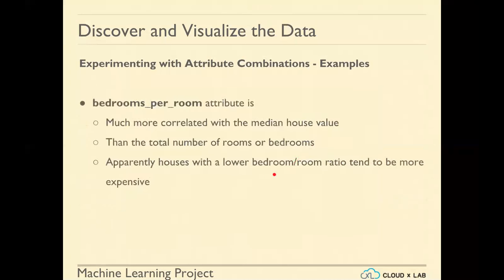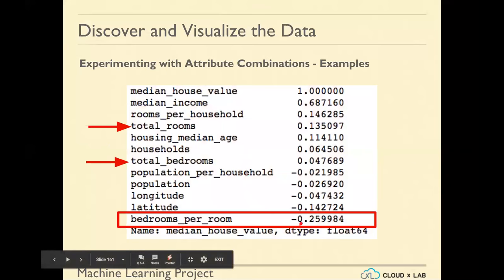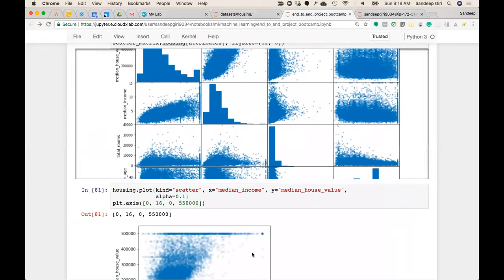Bedrooms per room is a strange one. It is actually the one that is most correlated after the median income. You can see 0.25. So the bedrooms per room attribute is much more correlated with the median house value. Okay, let me just take a look at the chat if we have chats.